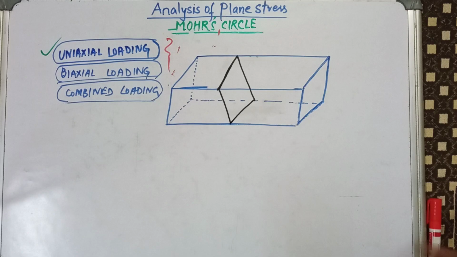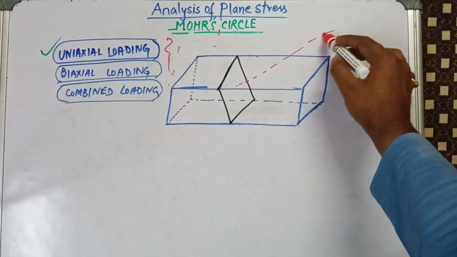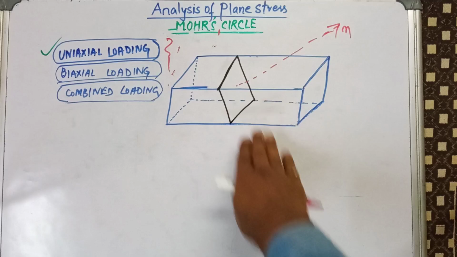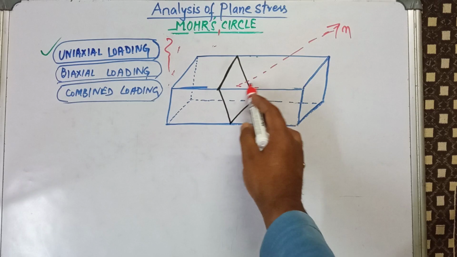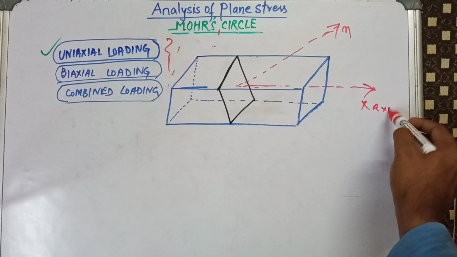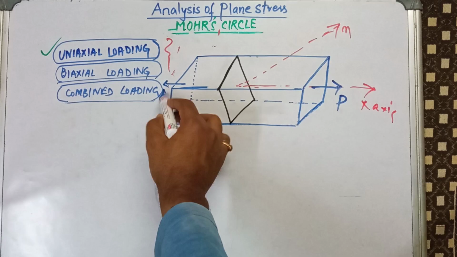Now, how will I define the orientation of this plane? Please keep it in mind. How will I define the orientation of this plane? Do one thing. Draw a normal to this plane. Like this. This line indicates the normal, that is the perpendicular to this plane. Is it clear? Now, with the x-axis, let this normal make some angle phi. This is the x-axis, and along this axis only the P load is acting. This P force is acting like this along this axis only. Is it clear?